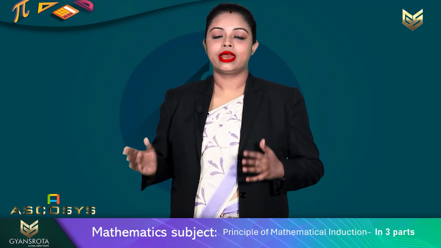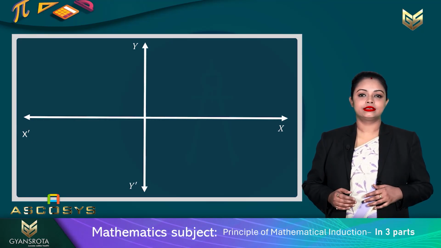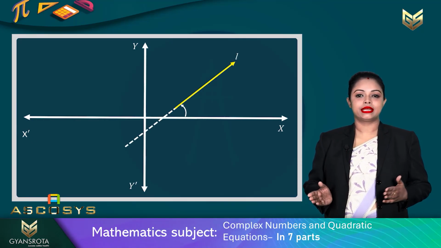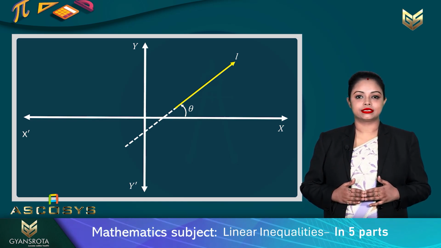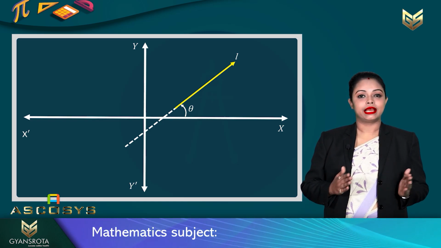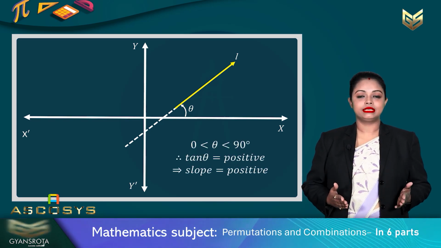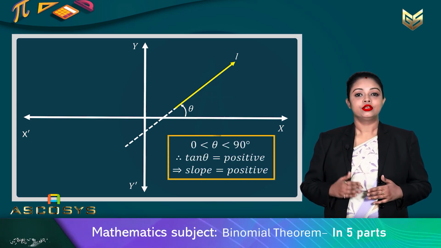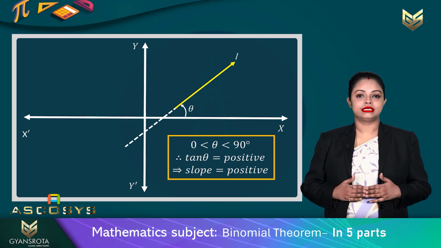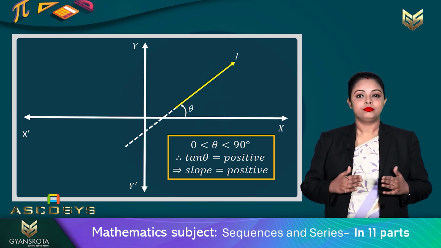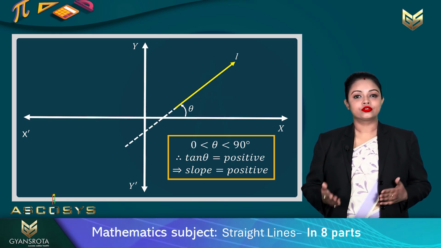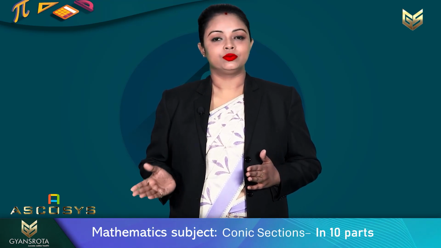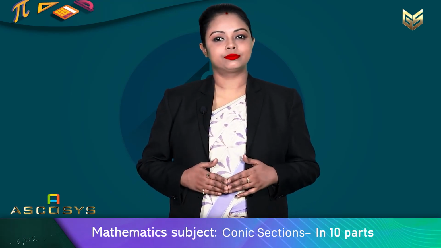So again we have our x-axis, the y-axis, we have a line which makes an angle theta with respect to our positive direction of x-axis. But here our theta lies between 0 and 90 degrees. That means theta is an acute angle. So if theta is an acute angle, automatically tan theta will be positive because tan of an acute angle is positive. So therefore your slope will also be positive. So whenever your theta lies between 0 and 90 degrees, slope is always positive.